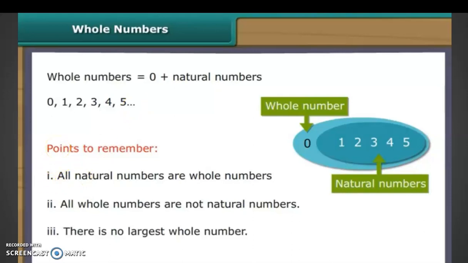All natural numbers are whole numbers, but all whole numbers are not natural numbers. Why is it so? Because 0 is a whole number, but it is not a natural number.